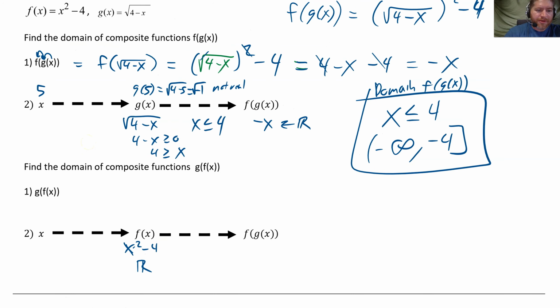Now we've got to find g composed of f of x. So let's move it up a bit. Our g here is the square root of 4 minus parenthesis, and our f of x is x squared minus 4. So now let's simplify this.